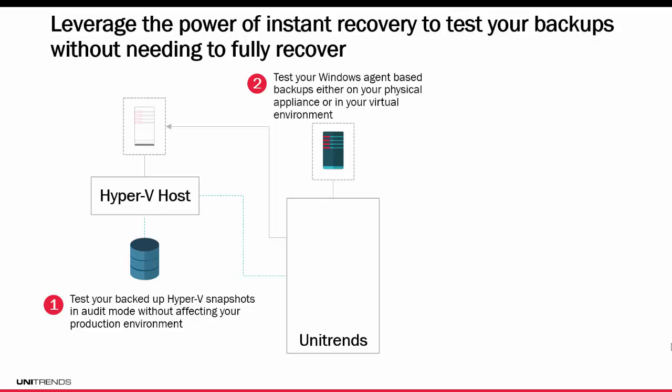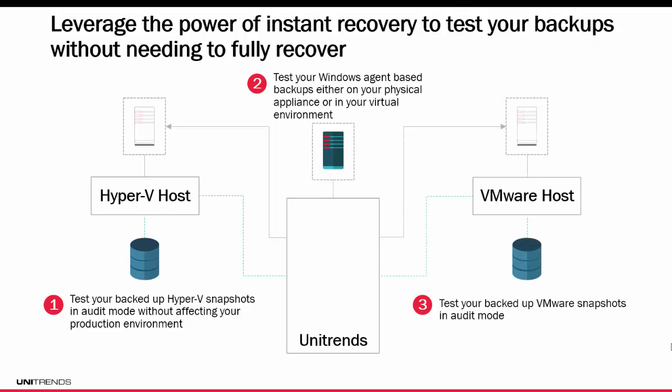You can also do this with VMware. Same idea, take that VMware snapshot, attach it to a VMware host, and then make sure it's not connected to the network, and you can watch and see that that VM is good and functioning in that audit mode. This is a quick and easy way to ensure your backups are successful, and most importantly, that your recovery is possible.